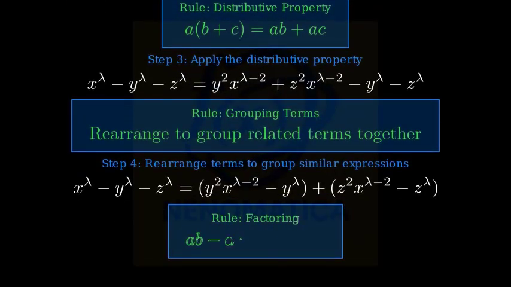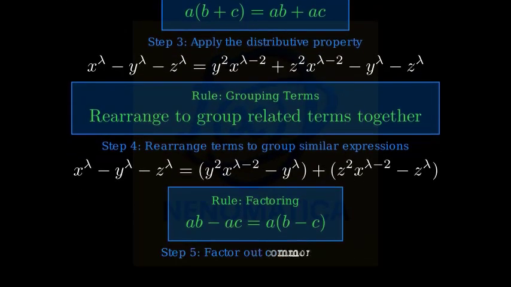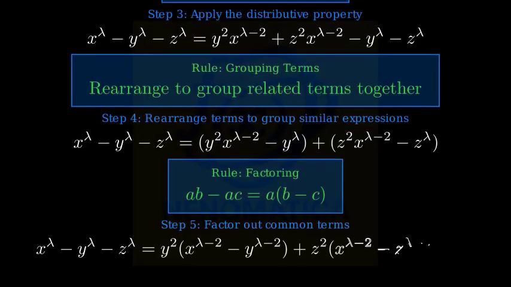Now, we'll factor out y squared from the first group and c squared from the second group. This gives us y squared times the quantity x to the power lambda minus 2 minus y to the power lambda minus 2, plus c squared times the quantity x to the power lambda minus 2 minus c to the power lambda minus 2. We've labeled this as equation I, which we'll reference later.